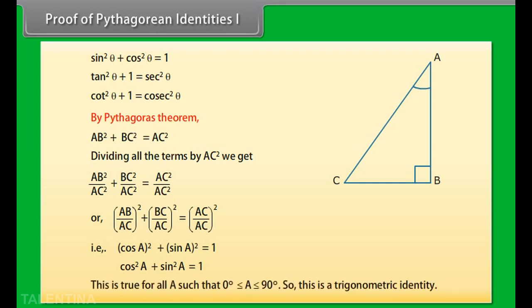This is true for all A such that 0 degree is smaller than or equal to A, which is smaller than or equal to 90 degree. So this is a trigonometric identity. Proof of Pythagorean identities 2. Similarly, we will prove these two identities.